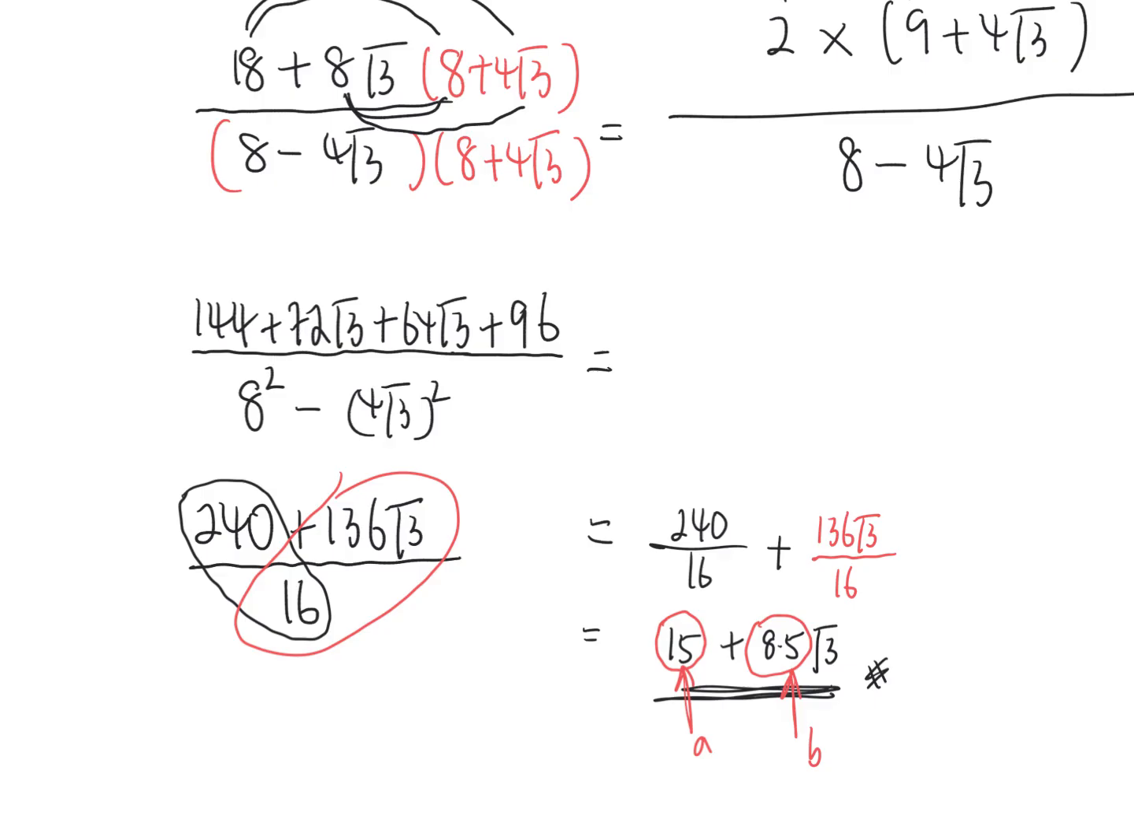Where did the 16 go? 136 divided by 16. Where did the 16 suddenly go? This one, I split them into 2 fractions so that I can simplify it. You cannot, because it's an expression. If you multiply by 16, the left hand side of the equation also needs to multiply by 16. So you cannot do that.